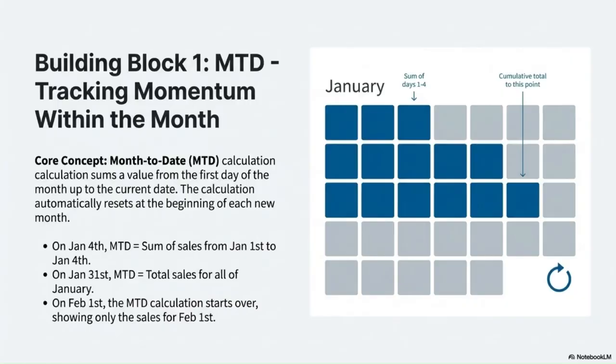What is MTD? MTD stands for month to date. It calculates values from the start of the current month up to today. For example, if today is 17th Jan, MTD shows total sales from 1st Jan till 17th Jan.